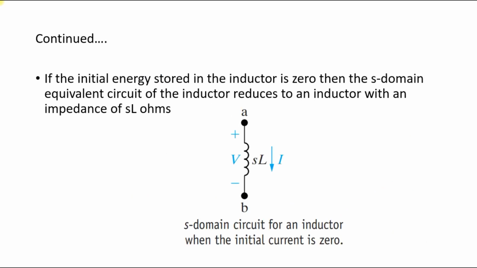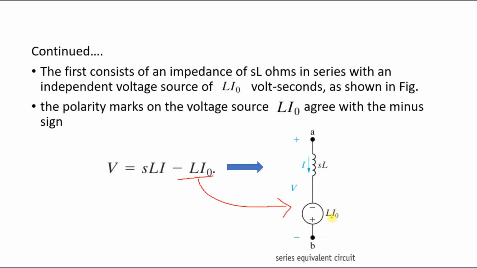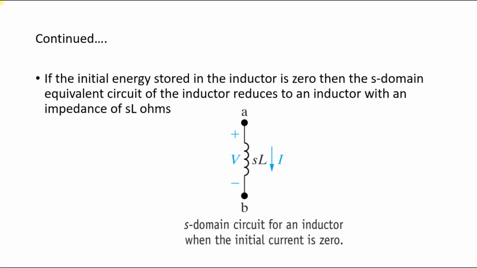So next, if there is no initial current through the inductor, then the source here should be 0. If there is no initial current, only my SL should be present. Similarly here, if the value of I naught is 0, then the source is replaced by a short circuit. Okay, did you get it? Similarly, if it is 0, it acts as an open circuit. So in both cases the impedance across the terminals AB is equivalent to S into L, and the voltage across the element is V.